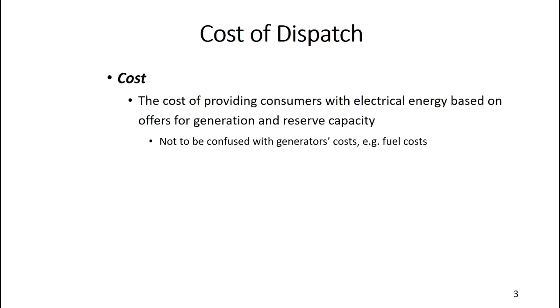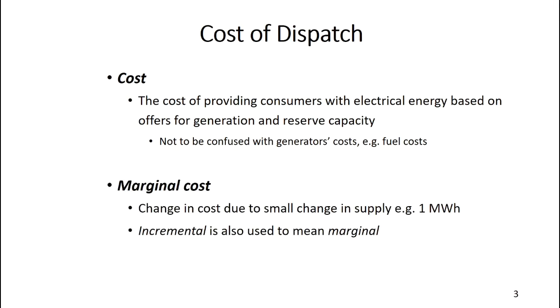Now, when we talk about the cost of dispatch, we're talking about the cost of providing consumers with electrical energy based on offers for generation and reserve capacity. This is not to be confused with generators' costs, such as fuel costs. The costs we're talking about in nodal pricing are entirely driven by the offer prices on generation and reserve offers. We often speak of marginal cost, which is simply the change in cost due to a small change in supply, for example 1 megawatt hour. Sometimes you'll hear the term incremental, which is also used to mean marginal in some contexts.